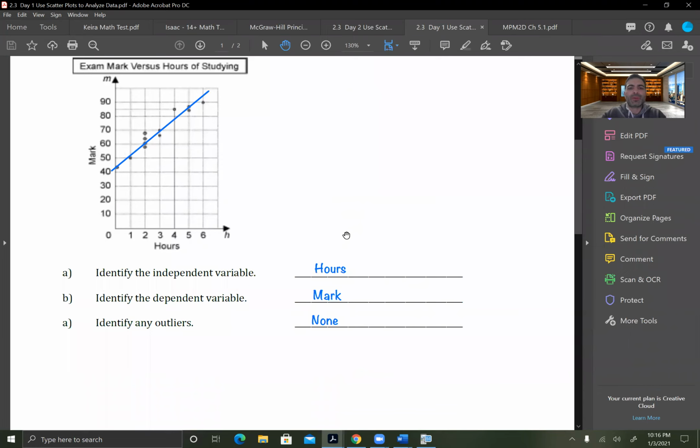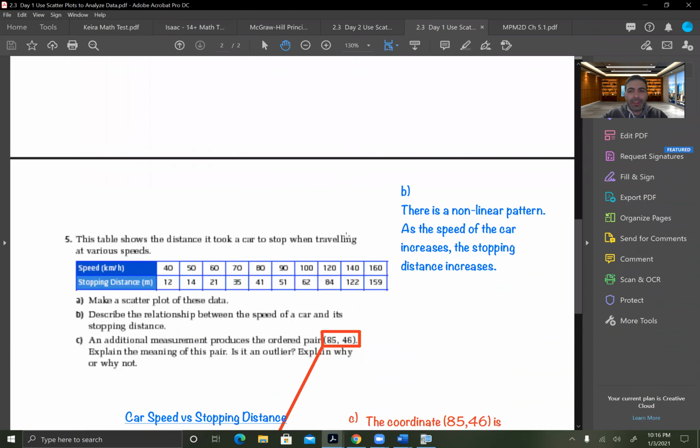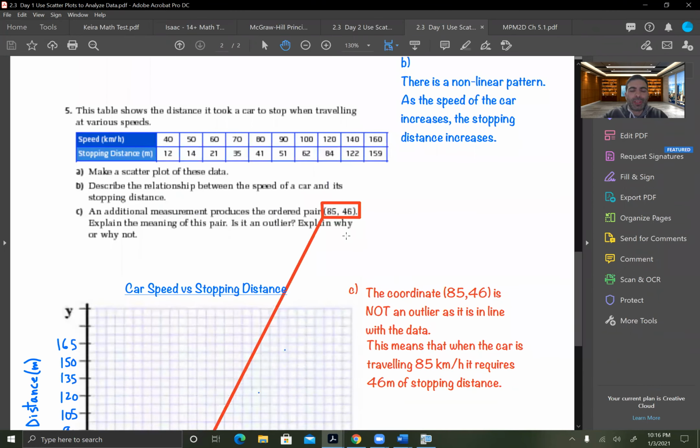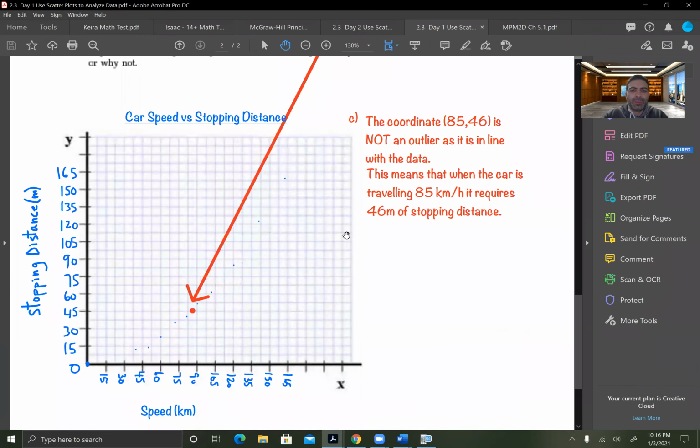All right. So there's hours, mark none. We had that before. Okay. And then I just took that information, gave the graph a label. We did the same thing in our GDC, but we don't have labels anymore, etc. So you should put the speed in kilometers, the stopping distance, and go ahead and graph this.